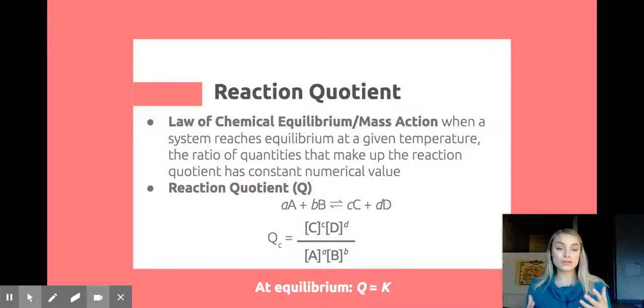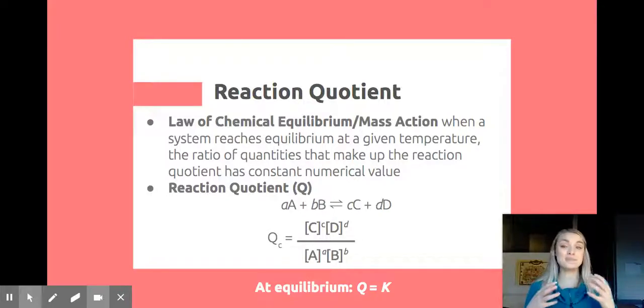So through that, we come to the law of chemical equilibrium, or the law of mass action. When a system reaches equilibrium at a given temperature, the ratio of quantities that make up the reaction quotient has a constant numerical value. That's a fancy way of talking about our reaction quotient. So again, we're just talking about the ratio of our products to our reactants at equilibrium.